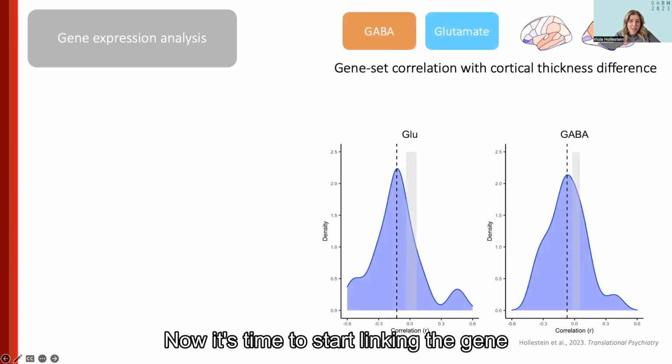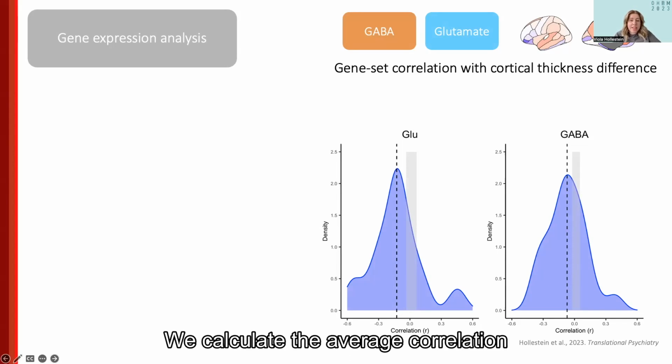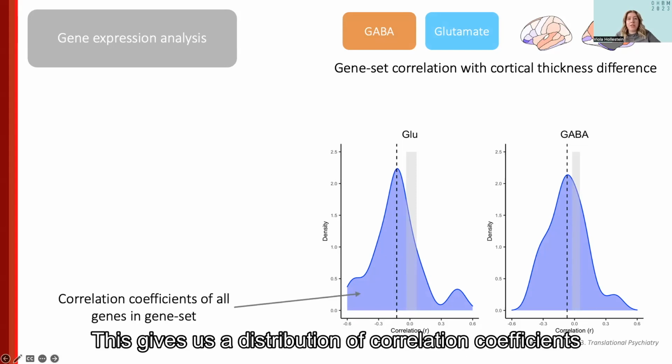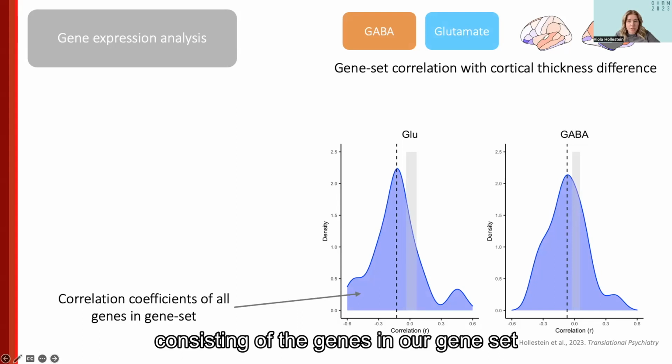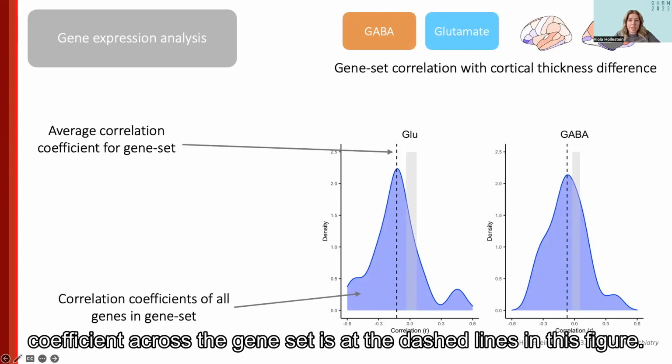Now it's time to start linking the gene expression with cortical thickness differences. We calculate the average correlation between gene expression of the genes in a gene set with cortical thickness differences across brain regions. This gives us a distribution of correlation coefficients consisting of the genes in our gene set, and that is the blue parts in this figure. And the average correlation coefficient across the gene set is the dashed lines in this figure.